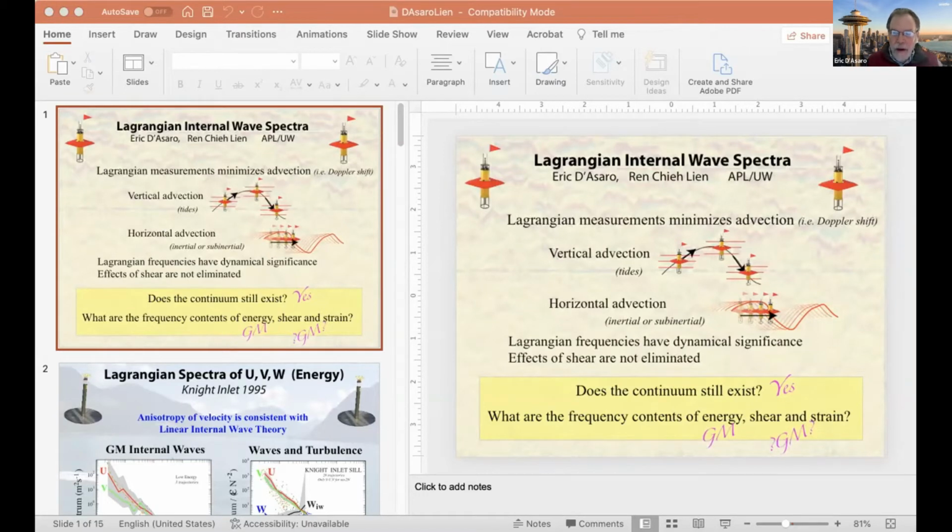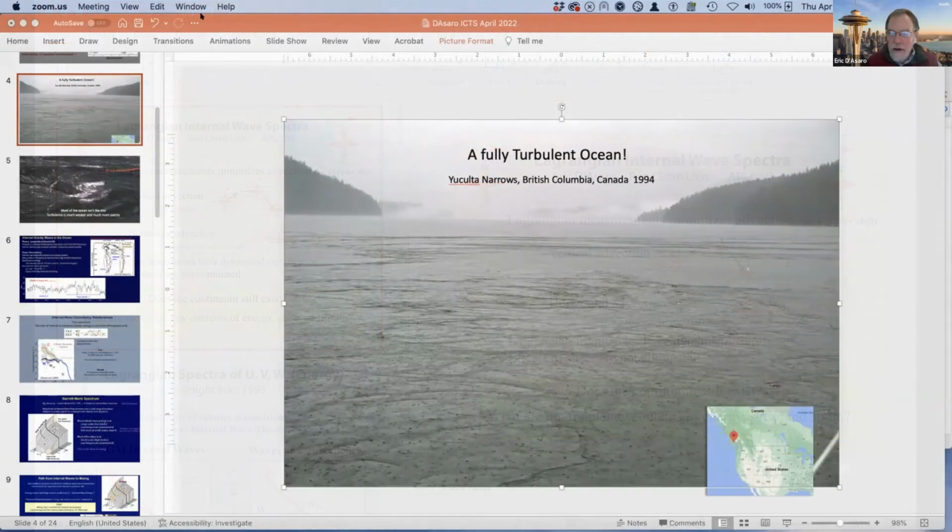So this is in this case. Okay, so this is a place up in British Columbia, which is where those Grant measurements were made, and this is what it looks like. If there's not much wind, the whole surface of the ocean is boiling, like a boiling pot, and you can see all the boils and things. And that's what a fully turbulent flow looks like.